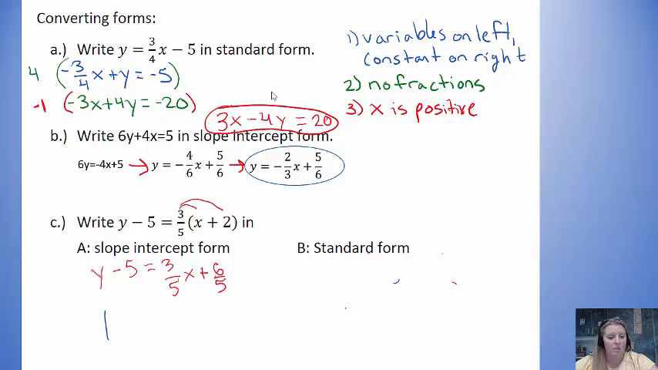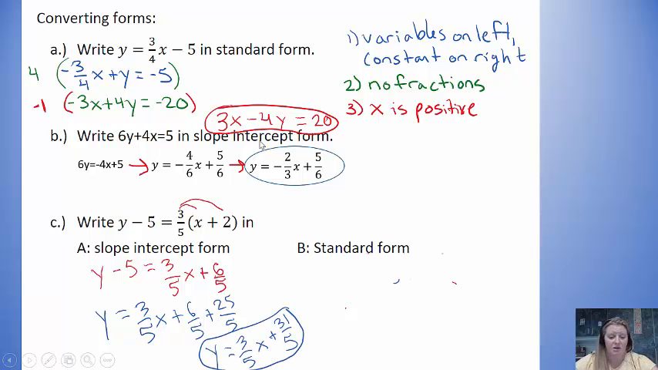Step 2, you want y by itself, so you're going to have to add 5 to both sides. But work smarter, not necessarily harder. You're going to have to add 5 to 6/5. So I would change 5 into 25/5. And reminder, you're going to add 5 over, so now it's going to be positive. And then you just simply combine like terms and you get your 3/5 x plus 31/5 as your slope-intercept form.